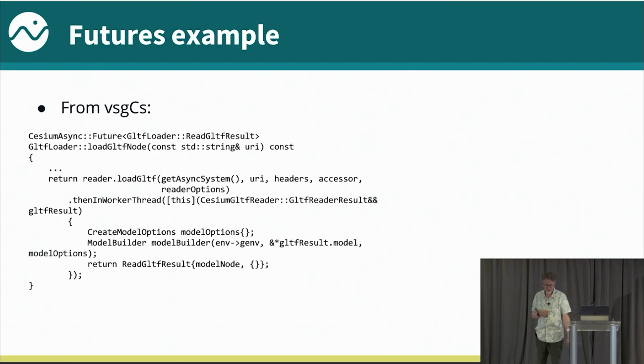This is a quick example from the VSGCS integration of loading a glTF file. I say return reader.loadglTF. That's returning a future. And right away, we chain a method invocation, which is thenInWorkerThread, and then in that lambda, we finish up what VSGCS needs to do with a loaded glTF, which is, you see the model variable, well, that's the result from loadglTF.